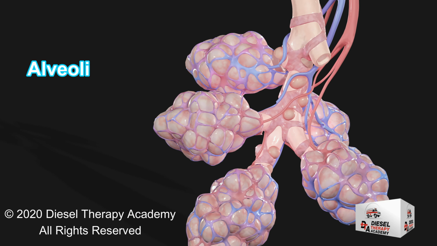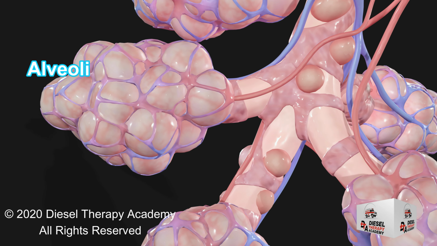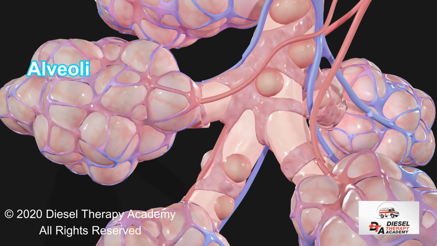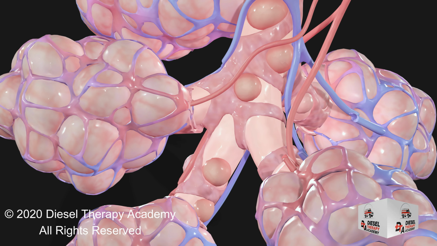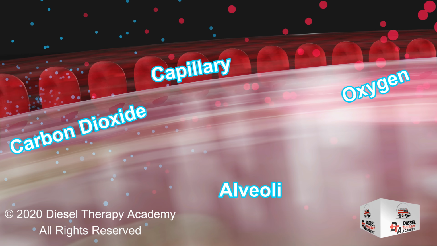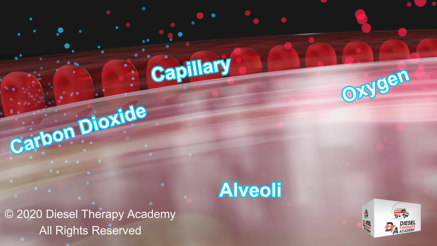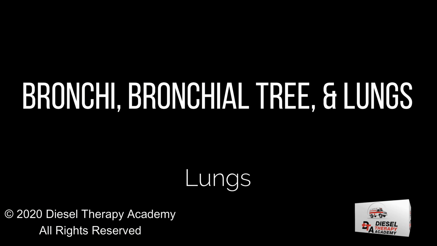The alveolar ducts and alveoli consist primarily of simple squamous epithelium, which permits rapid diffusion of oxygen and carbon dioxide. Exchange of gases between the air in the lungs and the blood in the capillaries occurs across the walls of the alveolar ducts and alveoli.